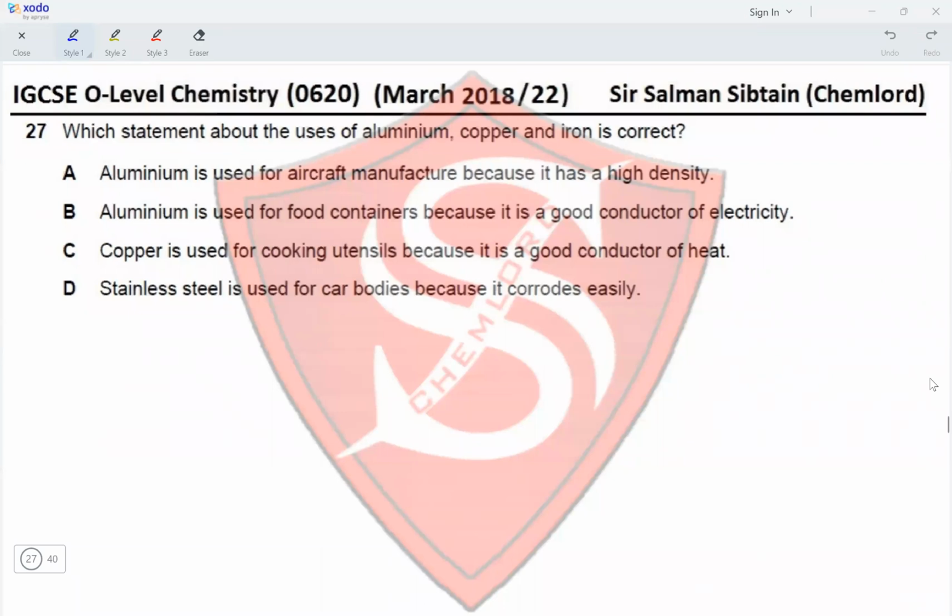Question 27. Which statement about the uses of aluminum, copper, and iron is correct? Aluminum is used for aircraft manufacture because it has high density. No, because it has low density. Aluminum is used for food containers because it is a good conductor of electricity. No, because it resists corrosion. Copper is used for cooking utensils because it is a good conductor of heat. Yes, this is correct. Stainless steel is used for car bodies because it corrodes easily. No, because it resists corrosion. Therefore, option C is the correct option for this question.